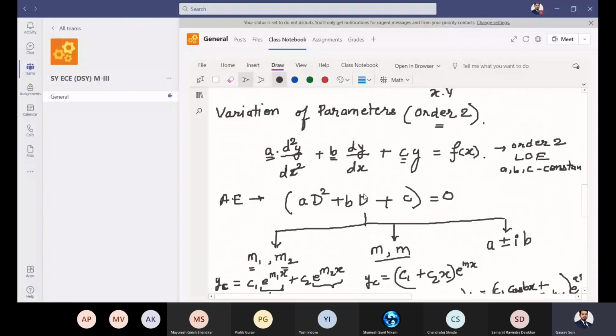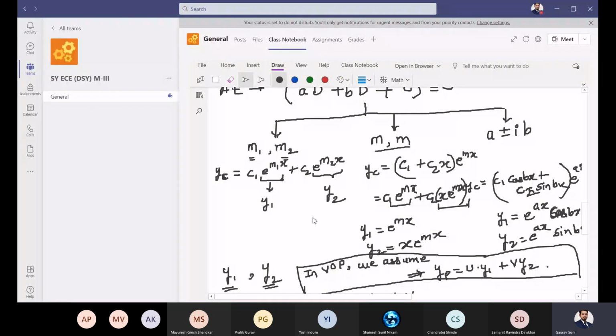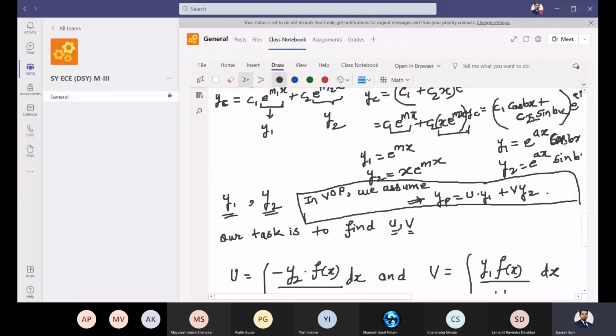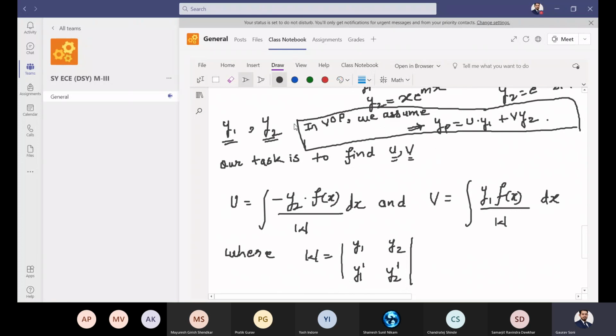So we started with the differential equation. We write down the auxiliary equation. We write down the solution yc. From yc we get y1 and y2. And for the particular solution by variation of parameters, we assume that my particular solution is of this type. In this, u is given by this formula, v is given by this formula, and w is this. Now my question is, when I write y1 and y2 in the first row, what are y1 dash and y2 dash?